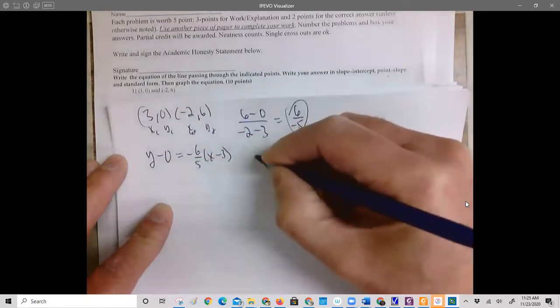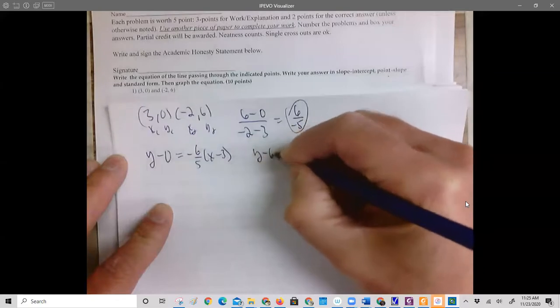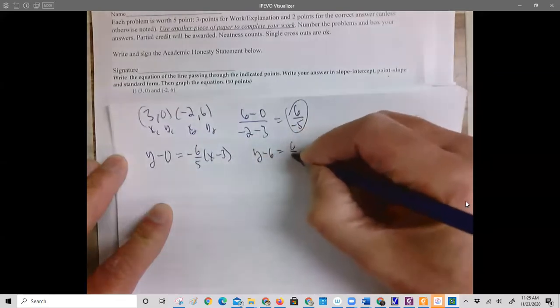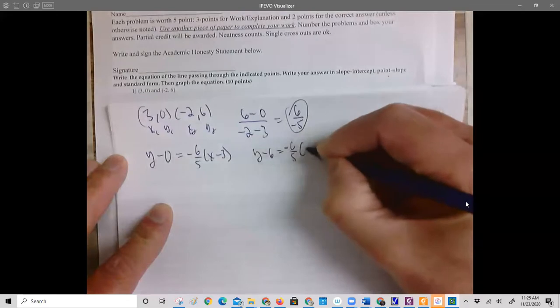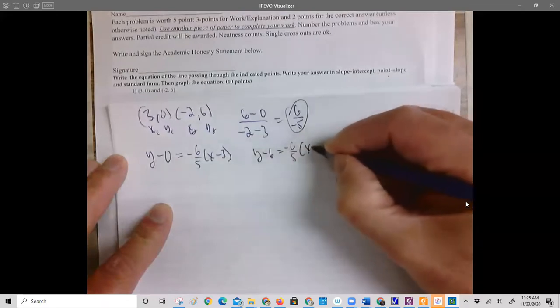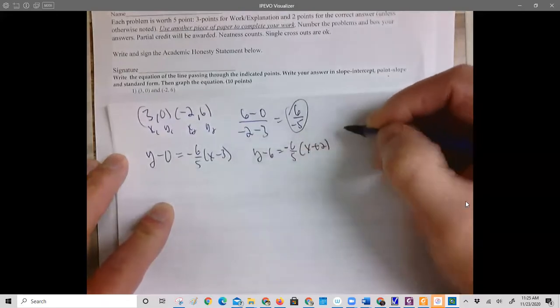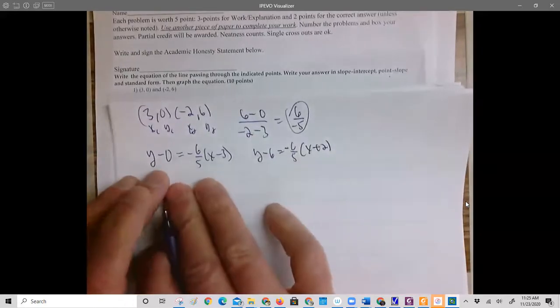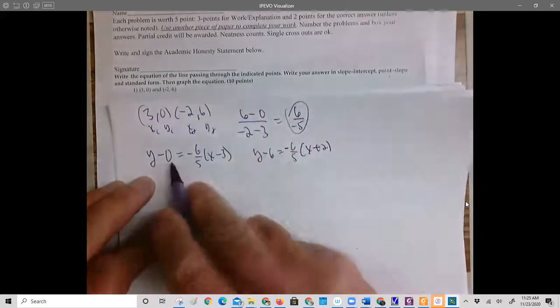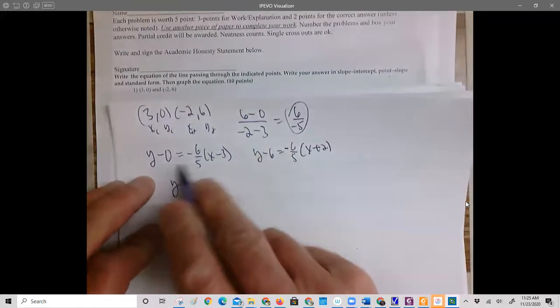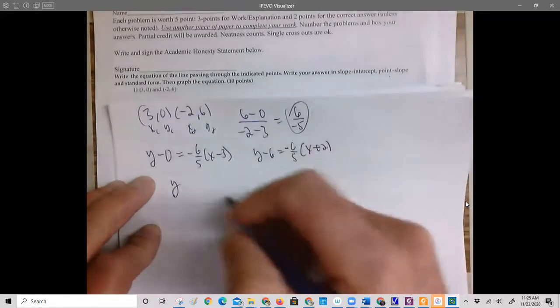You could also go this route. You could say y minus 6 equals -6 over 5 times x plus 2, because it's minus a minus, right? So either one works. This is honestly a little easier because y minus 0 is just y. So there's point-slope form, right? There's 2 different ways to write it.